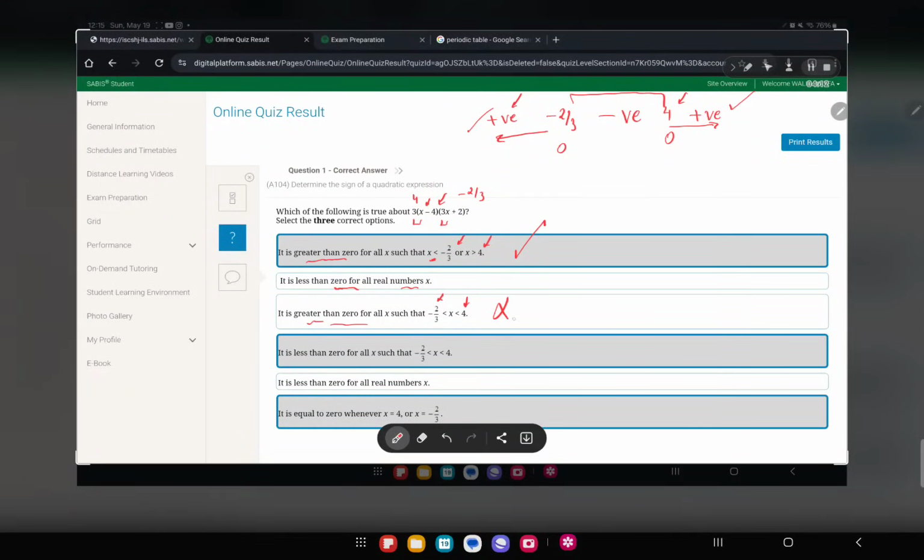So obviously, this one will be wrong. It's less than 0 for all x in between negative 2 over 3 and 4. Now we can tick it. Let's see, in between negative 2 over 3 and 4, is it less than 0? Is it negative? Yes, it is. So we tick it.